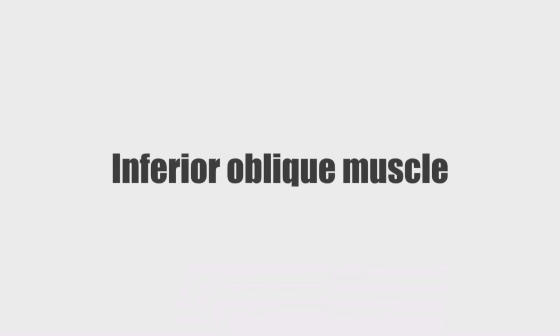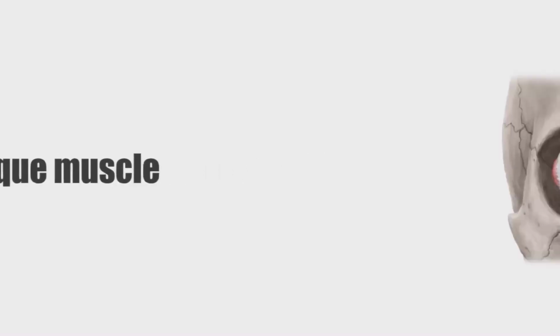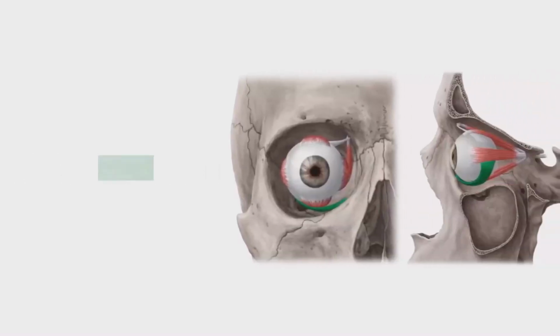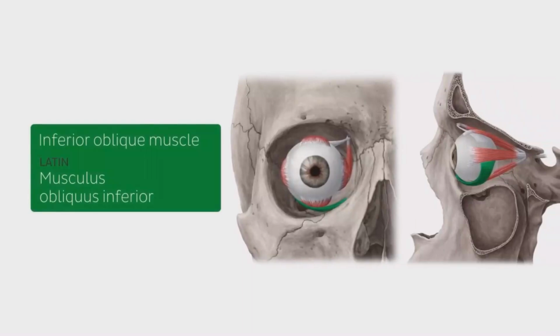The inferior oblique muscle, its origin and insertion, function, innervation, and blood supply. The inferior oblique muscle is one of the 6 extraocular muscles that control movements of the eye. Of the 6 extraocular muscles, 4 are rectus muscles and 2 are oblique muscles.